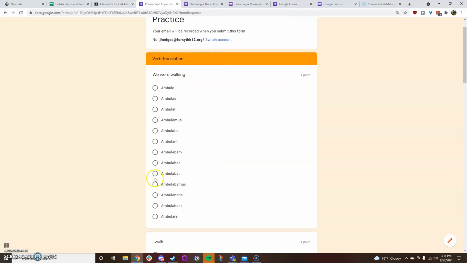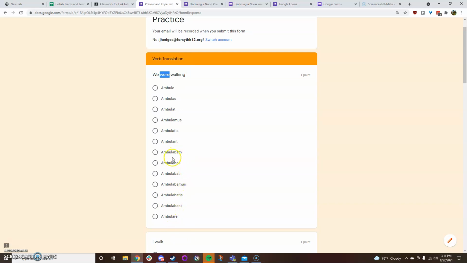I probably could have done this better with a drop-down menu. I apologize if this was confusing. So we're looking for "we were walking." We're looking for both tense and person. We see "we were walking," so we know we're going to be dealing with the imperfect tense because we have "were" here. And we know we're going to be looking for the letters B-A toward the end.